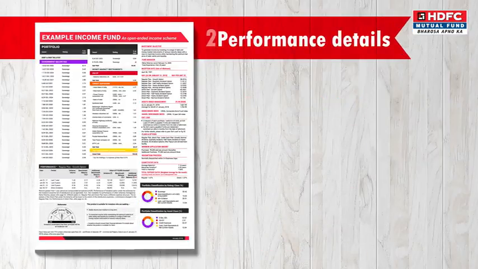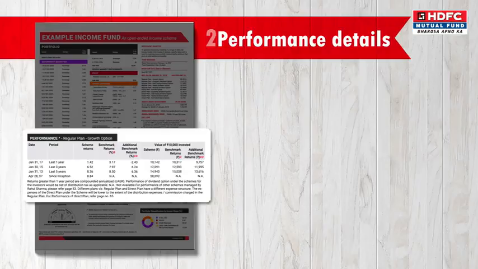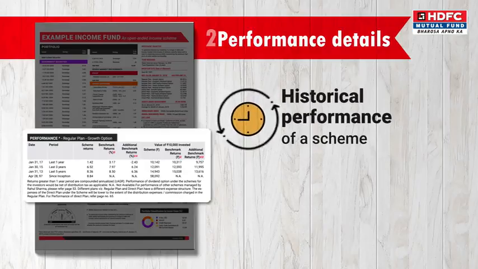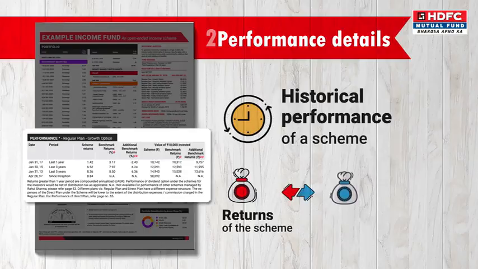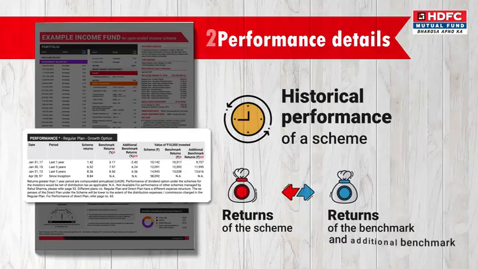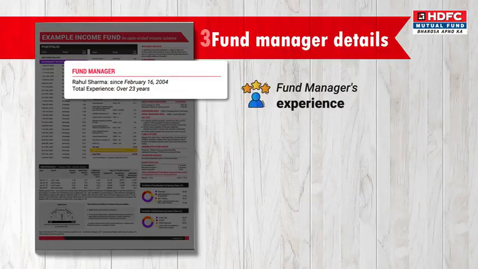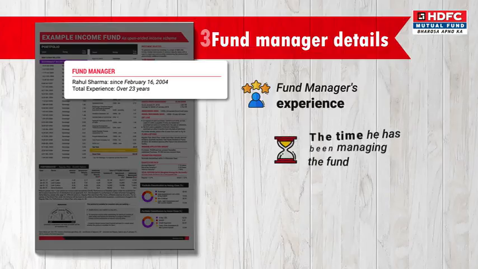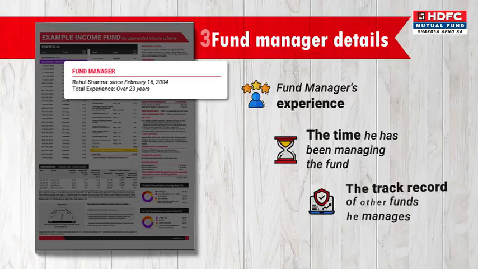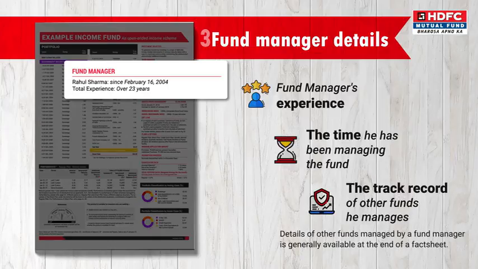Performance details. Performance details look at the historical performance of a scheme. This section also compares the returns of the scheme with that of the benchmark index and additional benchmark index across different time periods. Fund manager details. The fact sheet contains details of the fund manager's experience, the time for which he has been managing the fund, and the track record for all the other funds he has been managing.